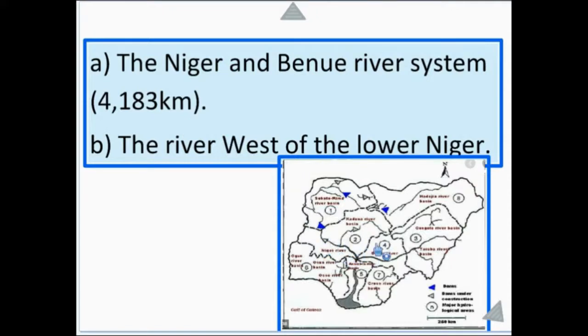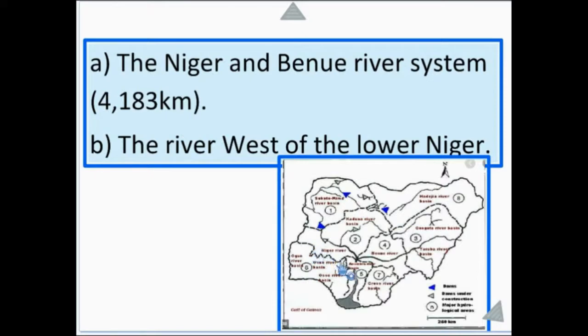Okay, so basically this is a typical example of a hydrological area. Then there are other hydrological areas that have to do with the western upland. We shall see the sources of rivers that the western upland forms. That leads us to the rivers west of the lower Niger. It has to do with these rivers that flow from the western upland.